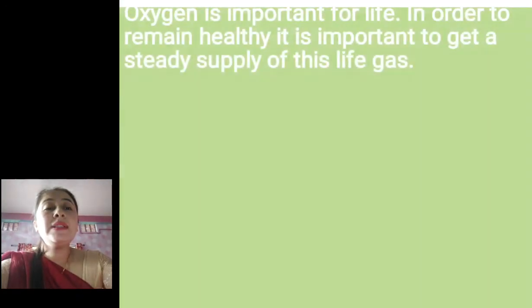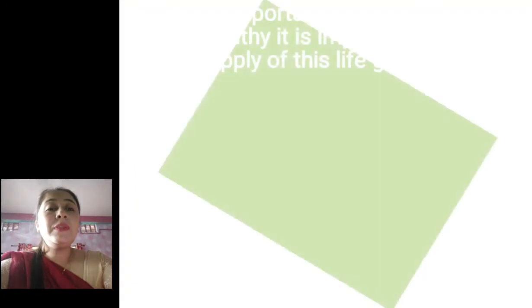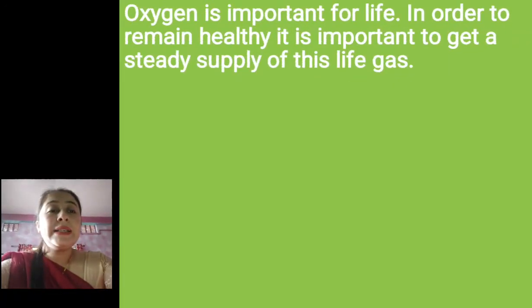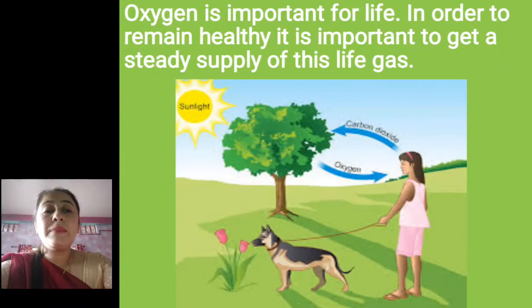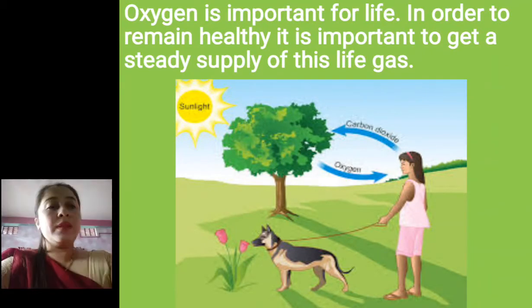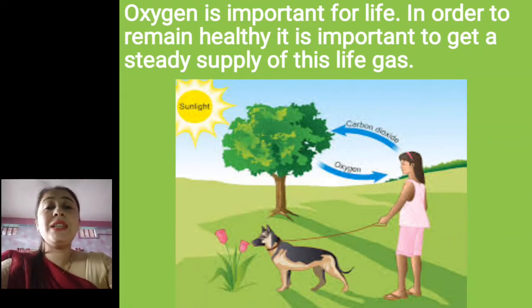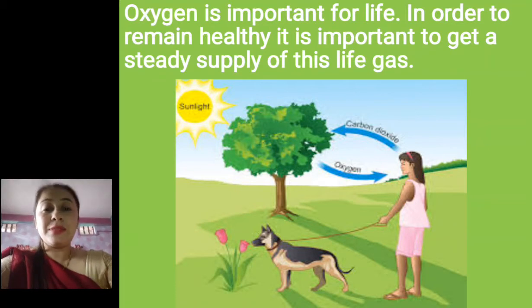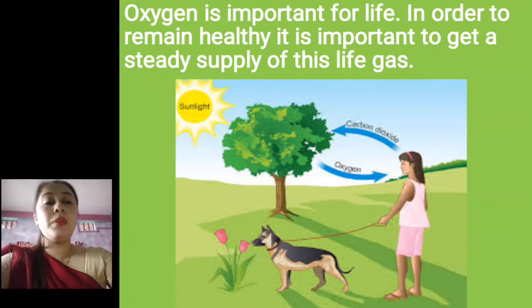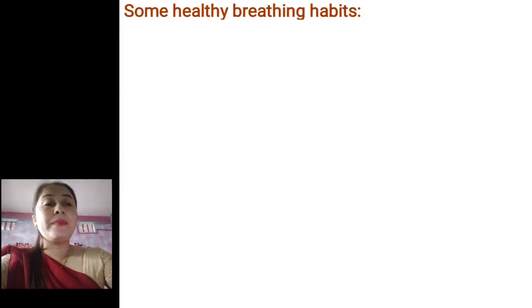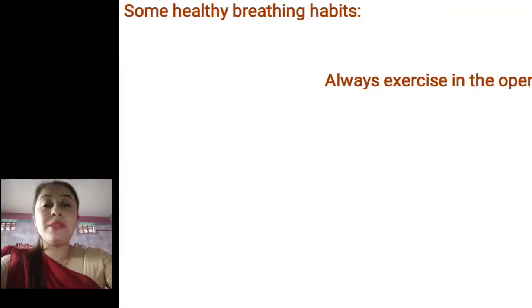So oxygen is important for life. In order to remain healthy, it is important to get a steady supply of this life gas. So we know that oxygen is very much important for our life. So children, in order to remain healthy, it is important to get a steady, meaning continuous, supply of this life gas. So oxygen here has been referred to as life gas because it is a very important gas or air in our life. So some healthy breathing habits, children, we will learn here.